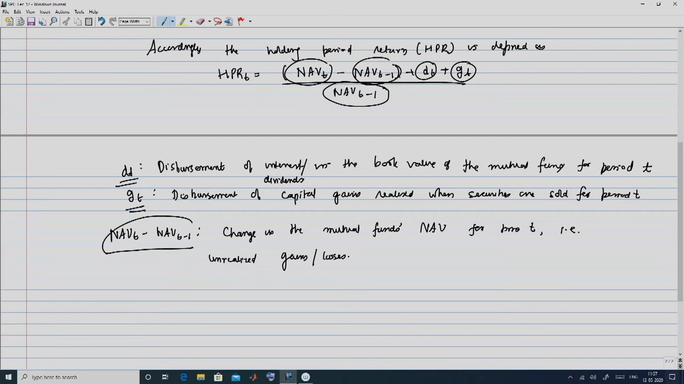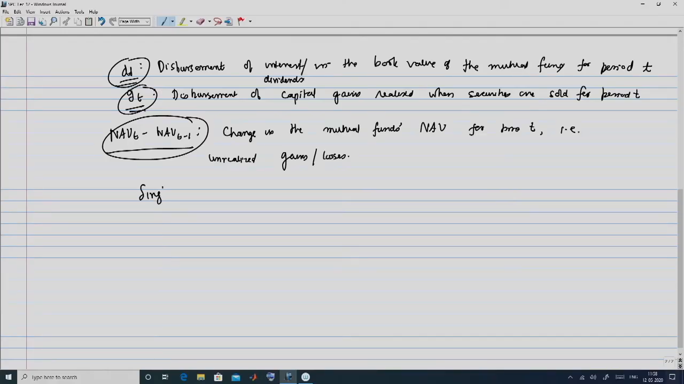And these three income streams, namely NAV T minus NAV T minus 1, DT and GT, the sum total of this as a proportion of the NAV at the beginning of the period can be reconciled to get the definition of the holding period or single period return on the mutual fund. All right, so now we come to the portfolio performance analysis measures, and we will essentially look at primarily three measures. So let me start off with these measures, which are known as single parameter portfolio performance measures.